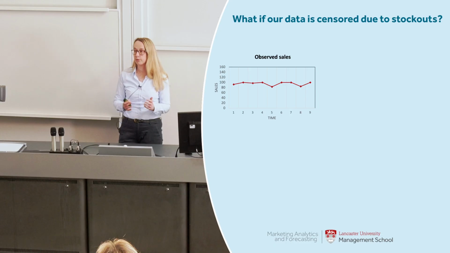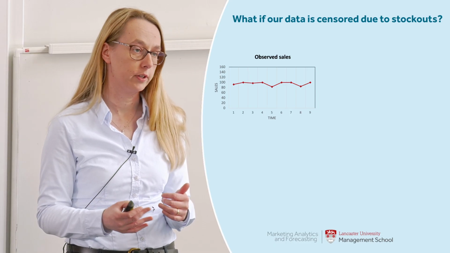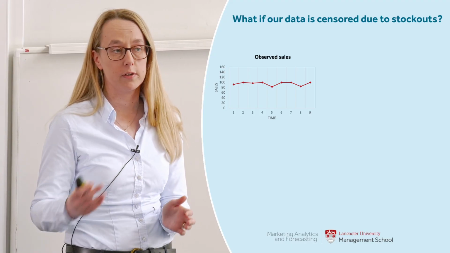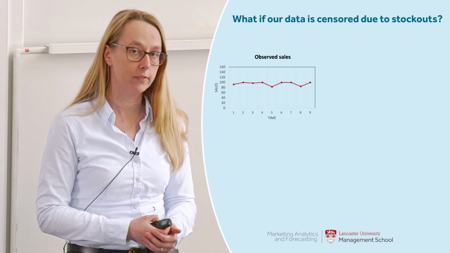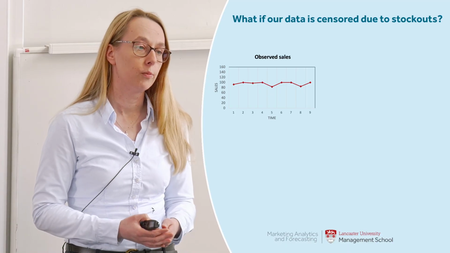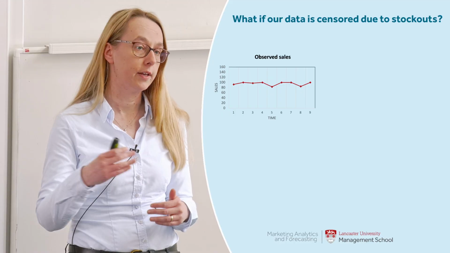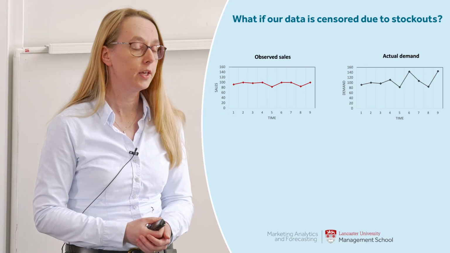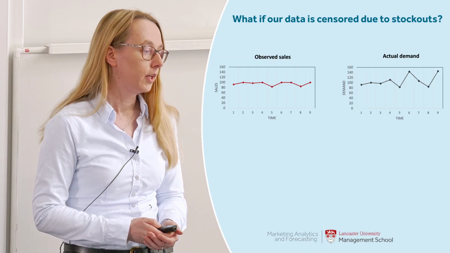So if you have a point of sale scanner system where you record the sales data, then the observed sales are not necessarily the same as demand, because it could be that there was a stock out in the past. And if you only use the sales data without taking into account that this might be censored, then you would underestimate your demand for the future. So ideally, you would want to know what the actual demand is.